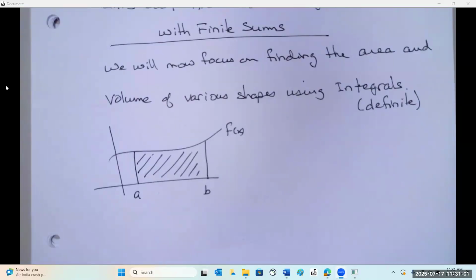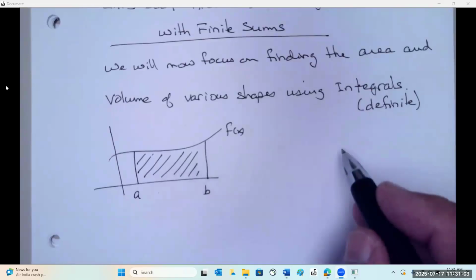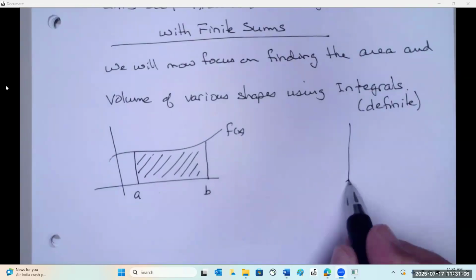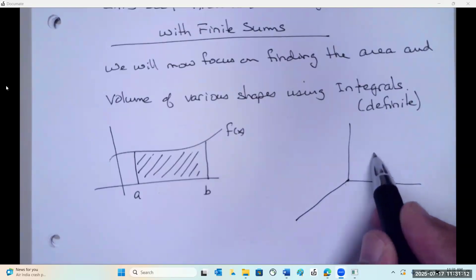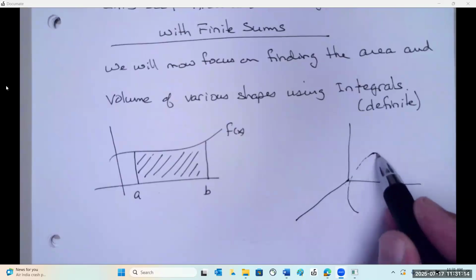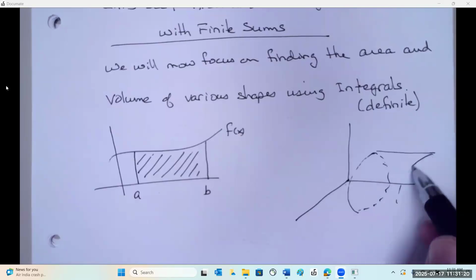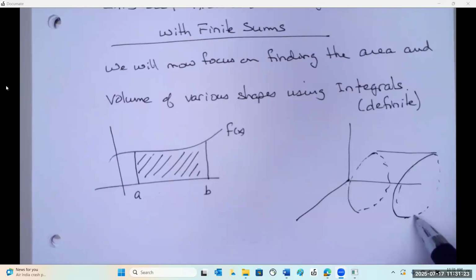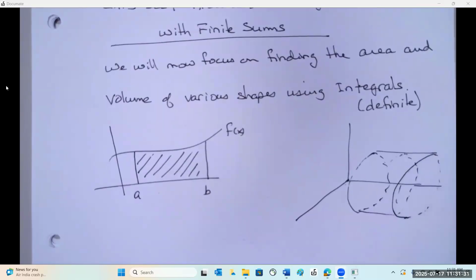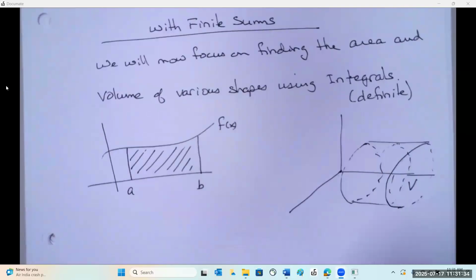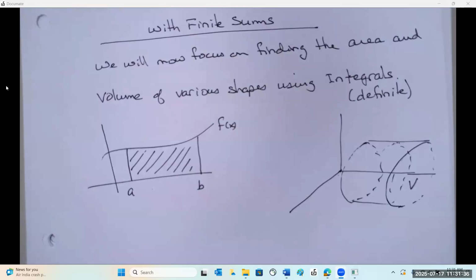In calculus 2, we're going to take this further and then we're going to take this thing and rotate it about an axis. Then in that case, we'll be finding the volume of this object. But that's in calculus 2. Right now we have to learn how to crawl before we can walk, before we can run.